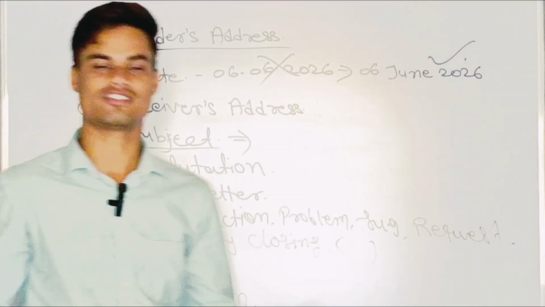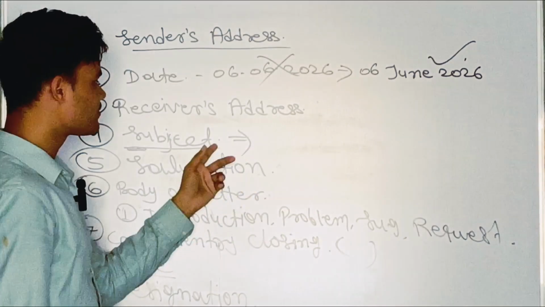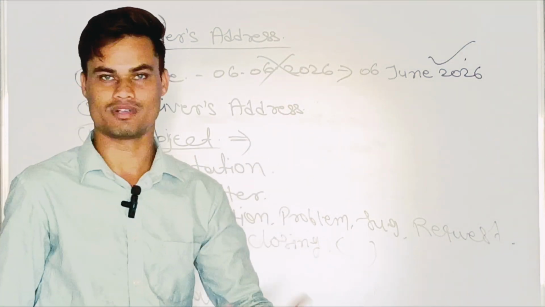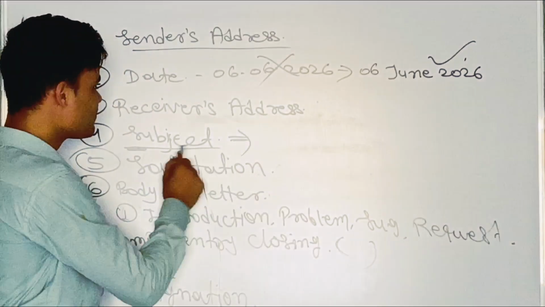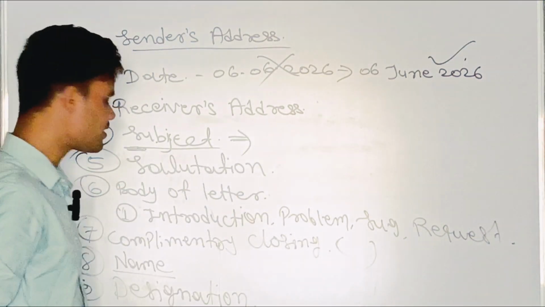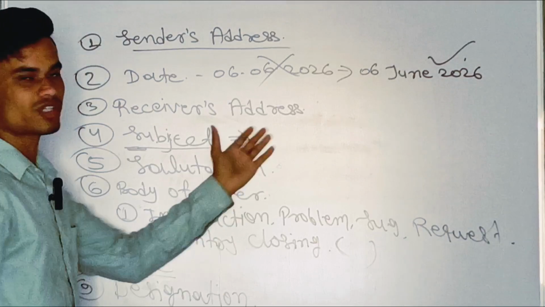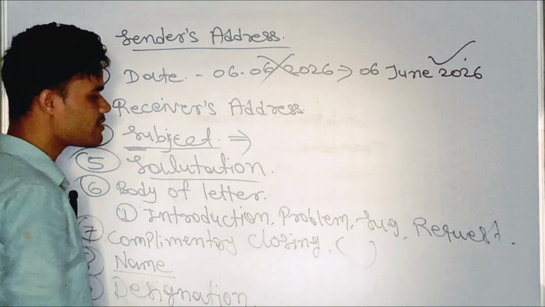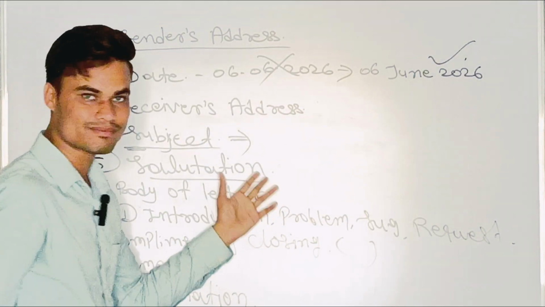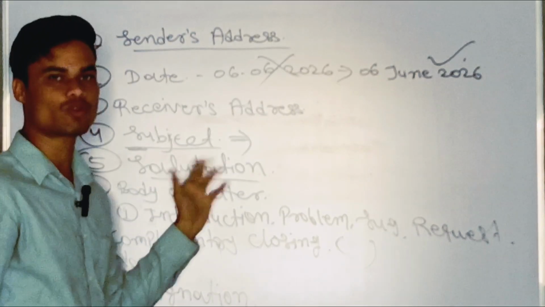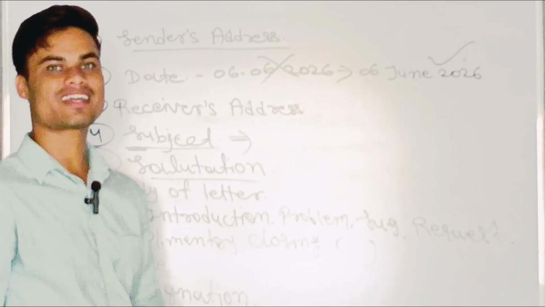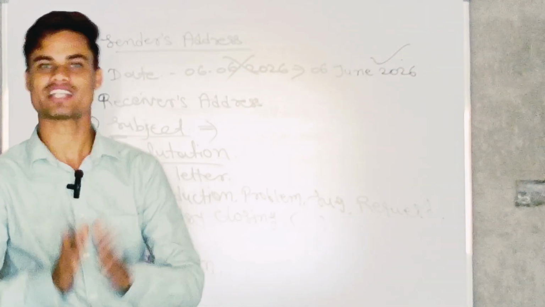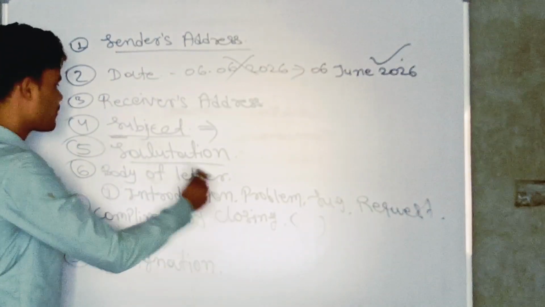What are you writing the letter regarding? Suppose that I am writing a letter regarding the electricity problem. Clear? So I have to mention electricity in the subject. It could be pollution, whatever the problem, you can mention it in the subject. Then salutation. What is the salutation? Salutation is respectable words, it means respected sir, respected ma'am, just like this. You have to write it after leaving one line.